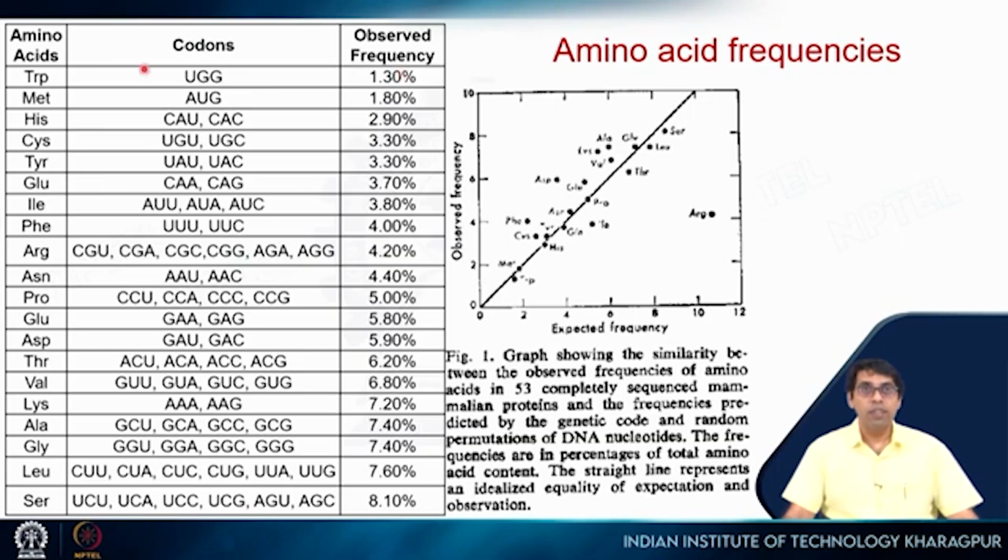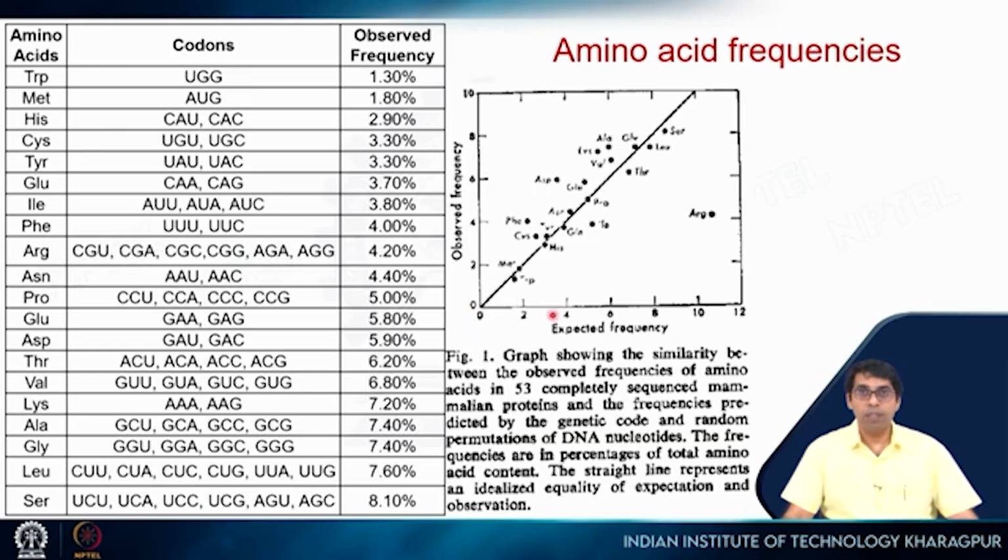You will see that tryptophan and methionine, which have only one codon, their frequency is very less. On the other hand, leucine and serine, which have 6 codons, their frequency is one of the highest, right? One oddball here is arginine, because it has 6 codons, however its frequency is less, not as high as leucine and serine. So the graph that you see here is something that is plotted.